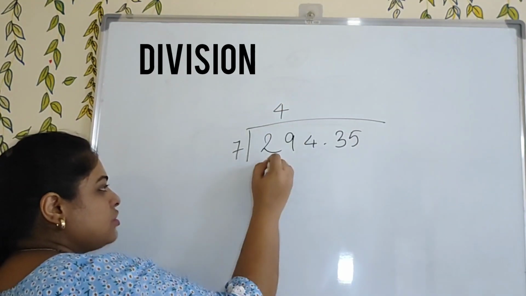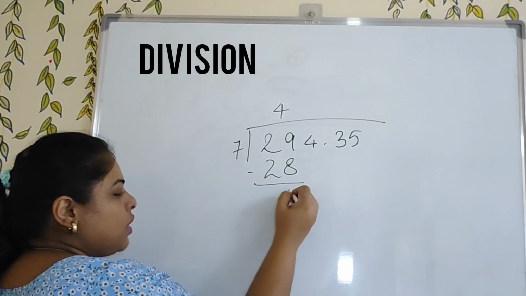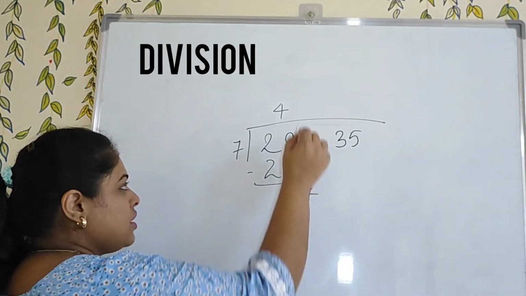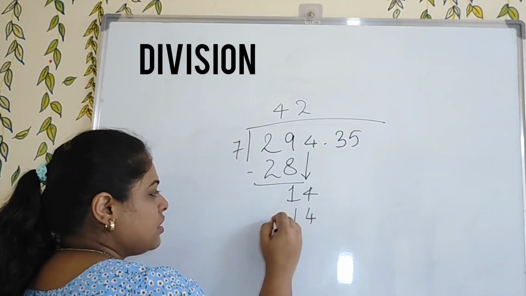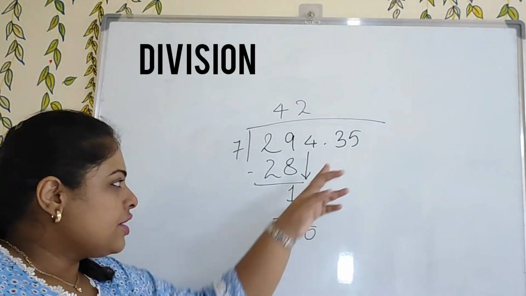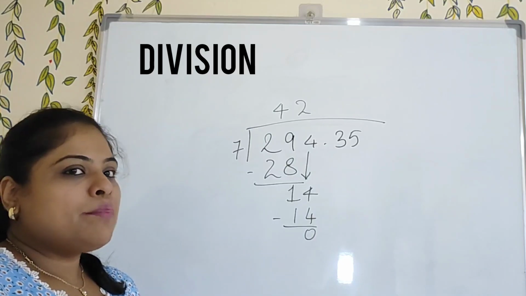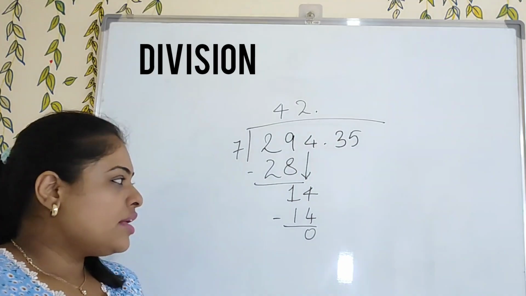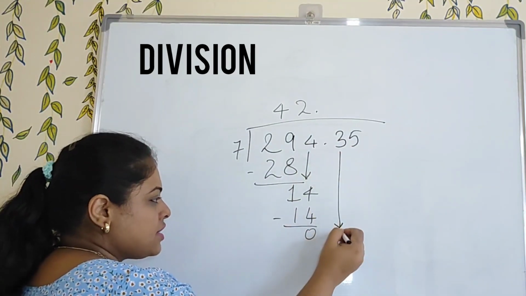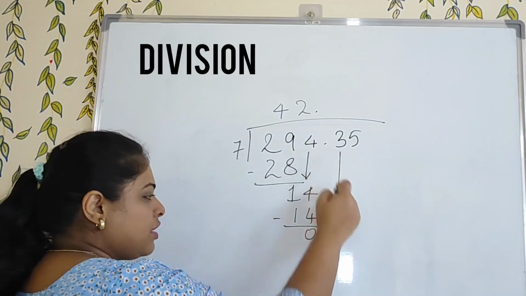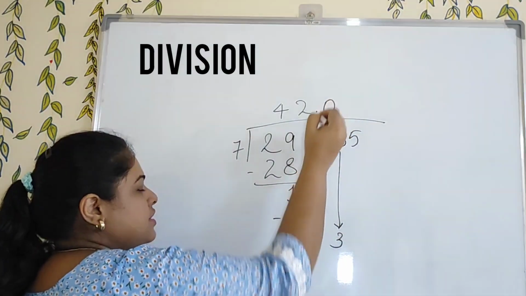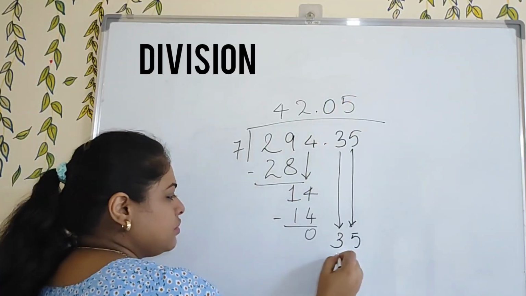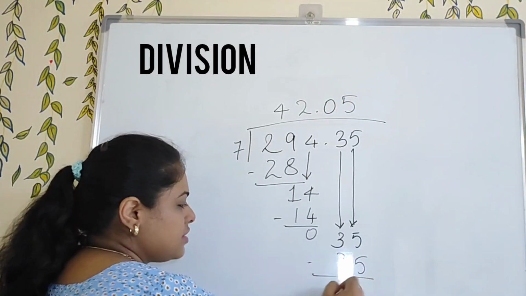7 4s are 28. 1 remainder. Let's bring 4 down. 7 2s are 14, 0. Now, the next number is a point, not a number. So you have to retain the point over here in the quotient. Then bring down the next number, 3. Since 3 is not feasible, we bring down 5 by putting a 0 here. And then 7 5s are 35, and the remainder is 0.